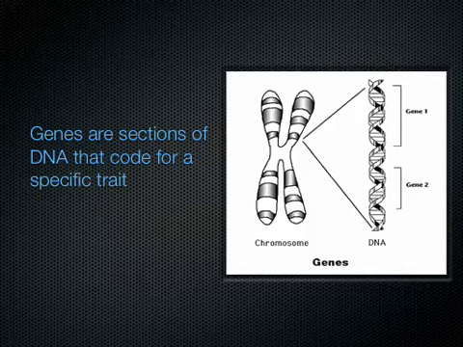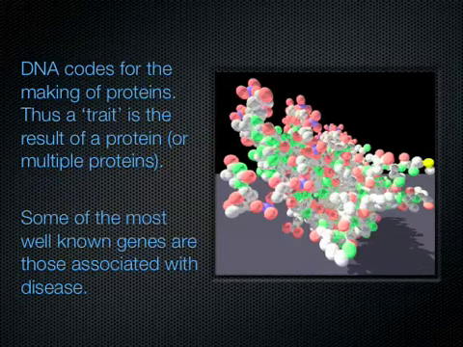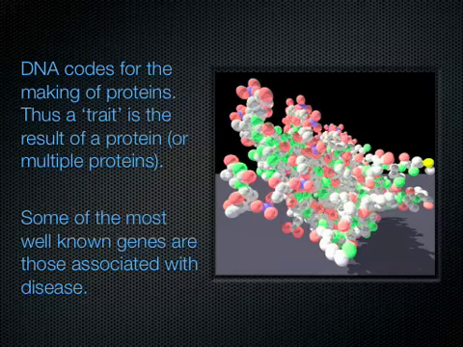But let's get a little bit more specific. What does your DNA code for? There really is only one thing. Your DNA codes for the making of proteins. So how does that determine a trait? Well, proteins carry out actions in your body that result in a phenotypic trait. So it's actually just the result of the action of a protein.